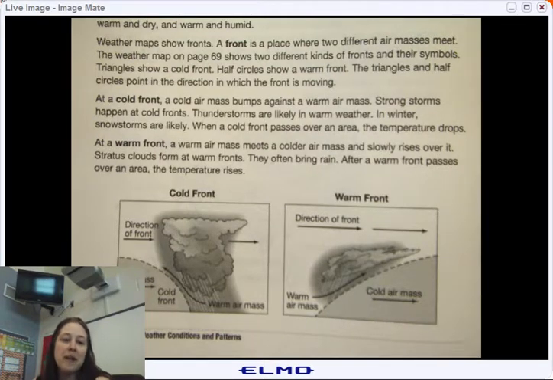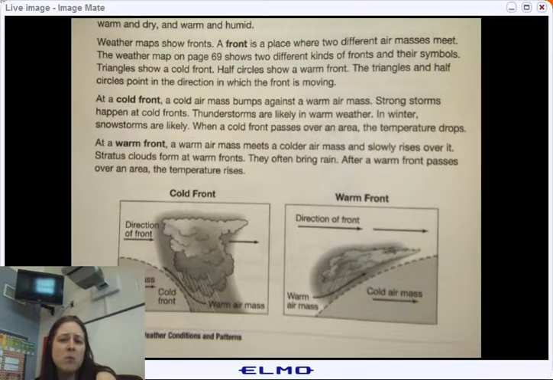Strong storms happen at the cold fronts. Thunderstorms are likely in warm weather. In winter, snowstorms are likely. When a cold front passes over an area, the temperature drops.